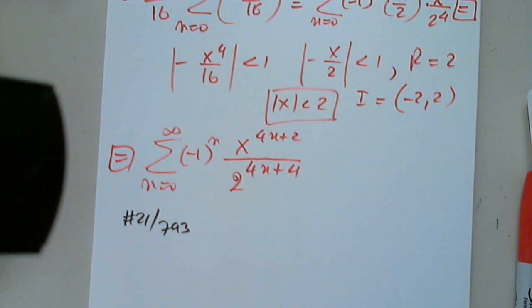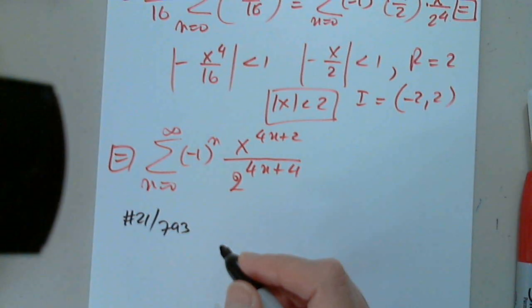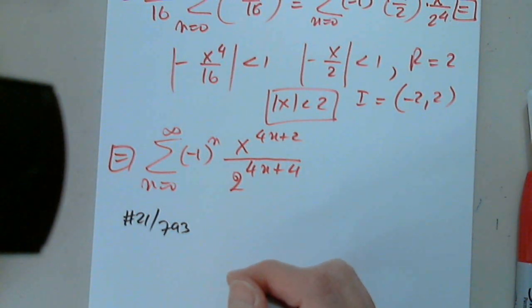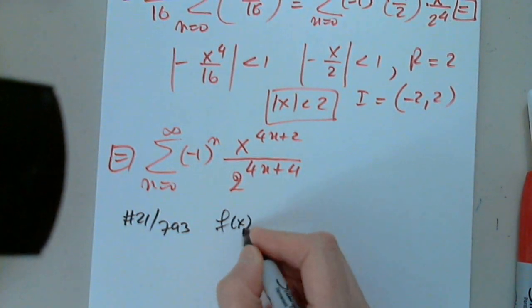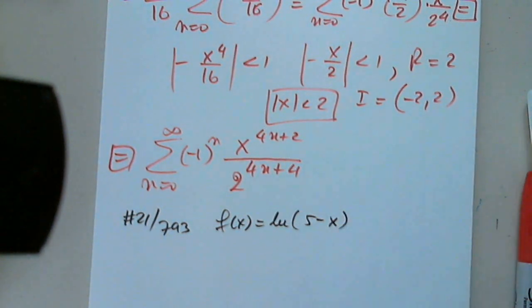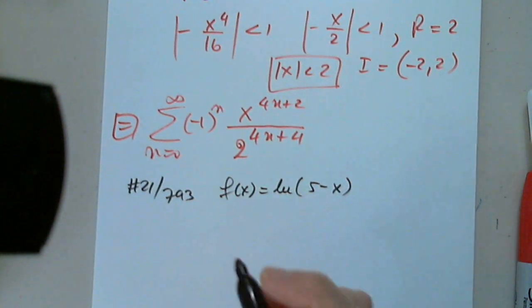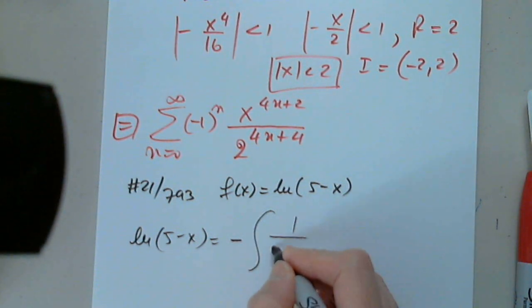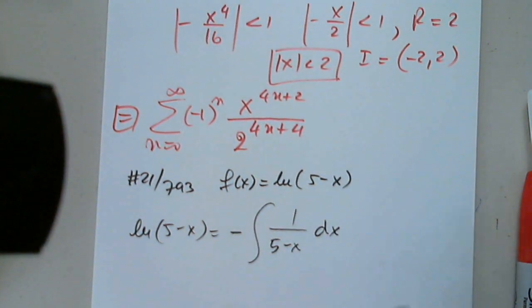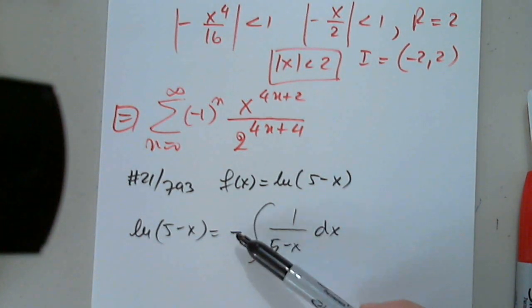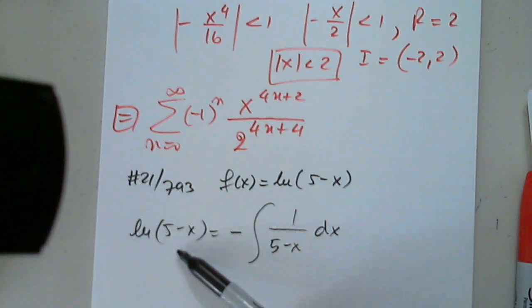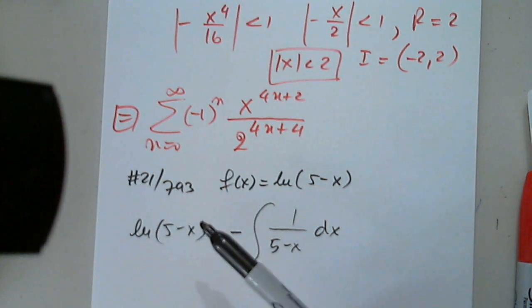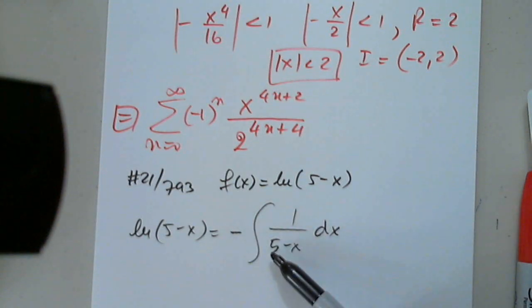On page 793, number 21, we are asked to find the power series representation for the function and determine the radius of convergence. So we have f of x equals natural log of 5 minus x. I hope we remember that the natural log of 5 minus x is the same as the integral of 1 over 5 minus x dx, because when we differentiate this, we get 1 over 5 minus x times -1, so we have to take care of the negative.